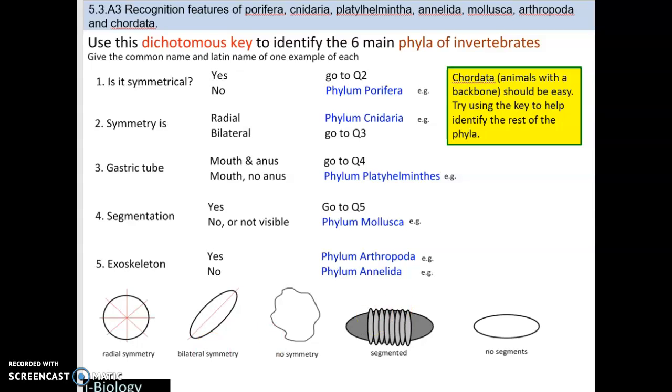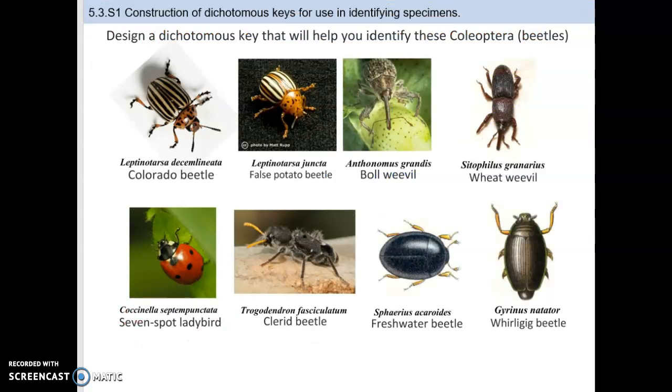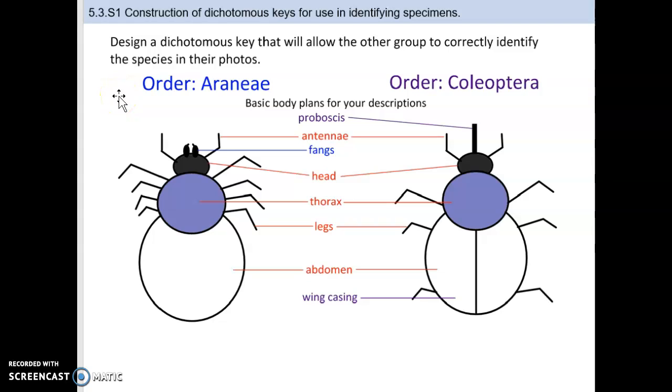And sometimes you can come up with your own key to help you. So if we wanted to identify these, you just need to know the features of it. If you were designing a key to help you identify it, make sure you know the different parts: the proboscis, which helps with eating, the antenna, the fangs, the head, the thorax, the legs, the abdomen, the wing casing. And by looking at the differences here, you can then come up with a dichotomous key that allows you to group them into things via their species.